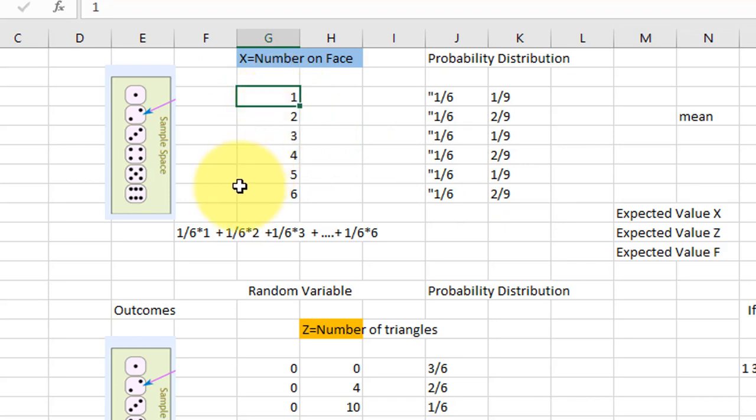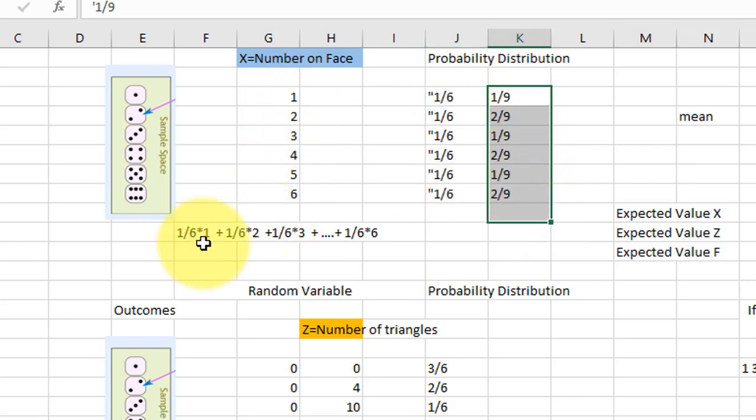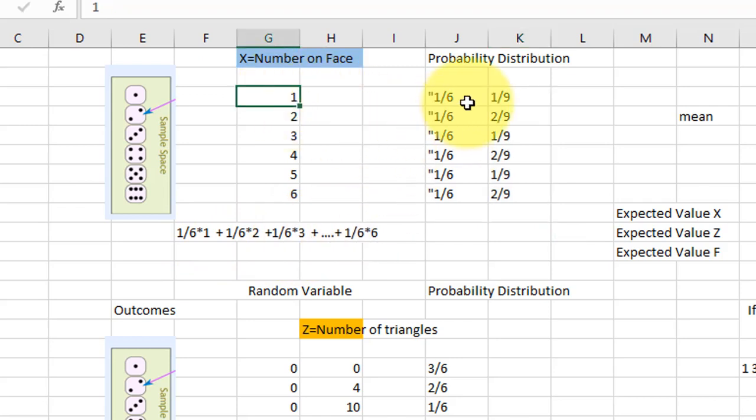So what we see is that the expected value comes from taking the value of the random variable 1, times its probability, and then 2 times its probability, and then 3 times its probability. So if we had these probabilities instead, we would take 1/9 times 1, 2/9 times 2, 1/9 times 3, and so on.